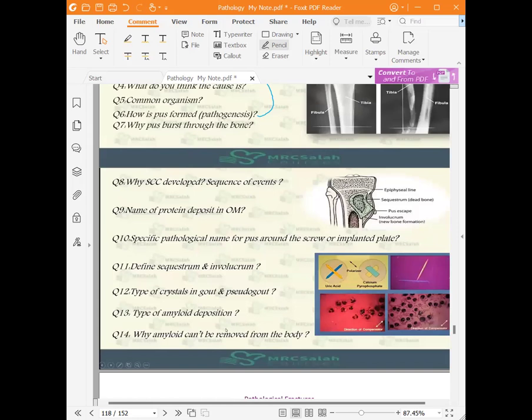Like I told you, progressive formation of granulation tissue inside the bone, followed by constitution of scar tissue, and this will lead to sinus formation. Once the sinus is formed, the pus will reach the skin and will burst through the skin. It is a nice one. Okay, next question.